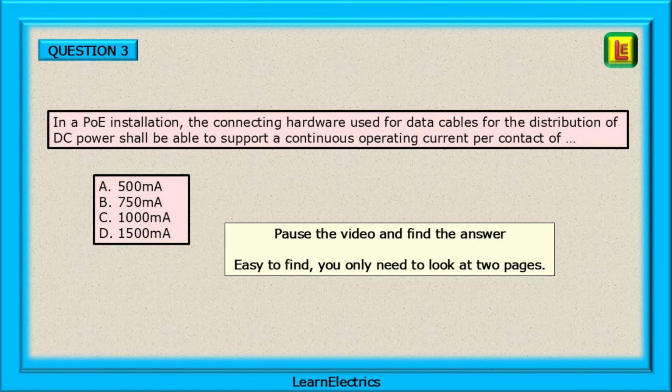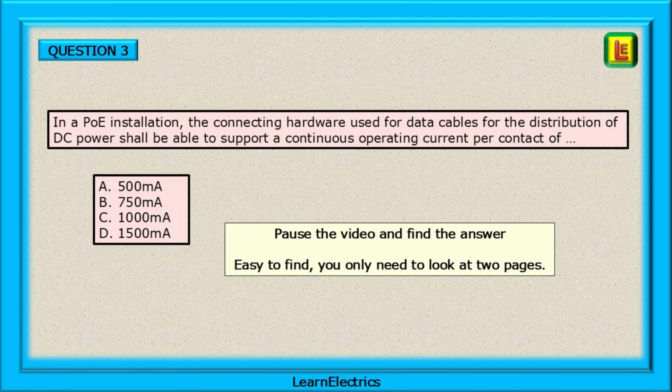And question 3 asks, in a PoE installation, the connecting hardware used for data cables for the distribution of DC power shall be able to support a continuous operating current per contact of what? As before, pause the video and find the answer.